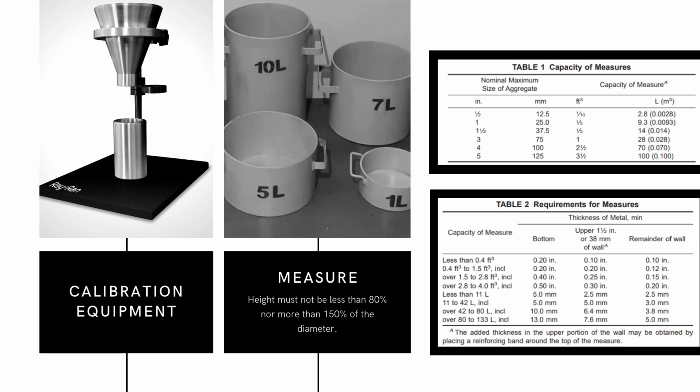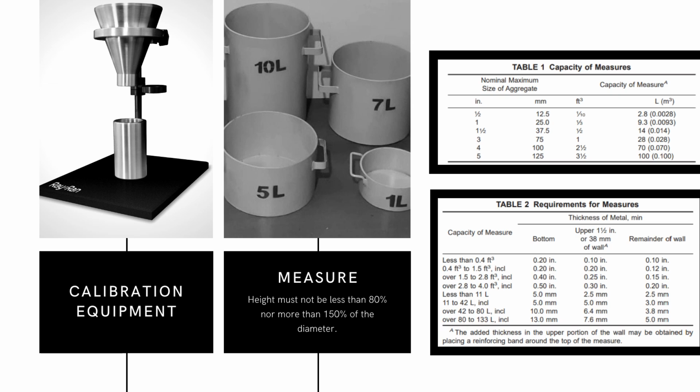Measure: a cylindrical metal measure with handles. It is watertight with top and bottom true and even. It shall have a height approximately equal to the diameter. Height must not be less than 80% nor more than 150% of the diameter. The capacity of the measure shall conform to the limits in Table 1. Sa Table 1, meron dito yung nominal maximum size ng aggregate at ang corresponding nitong capacity of measure in terms of cubic feet at saka liters.